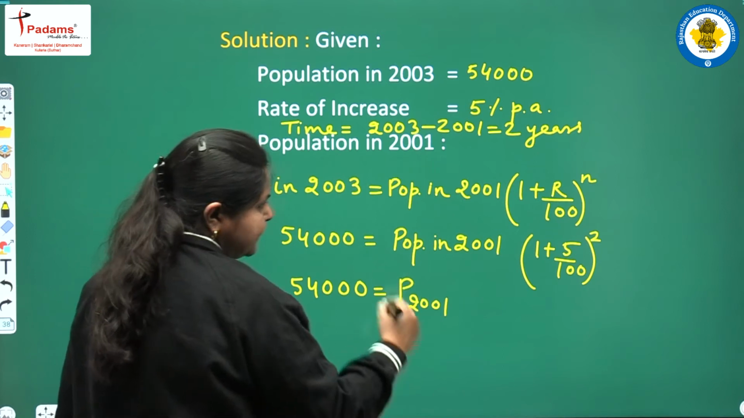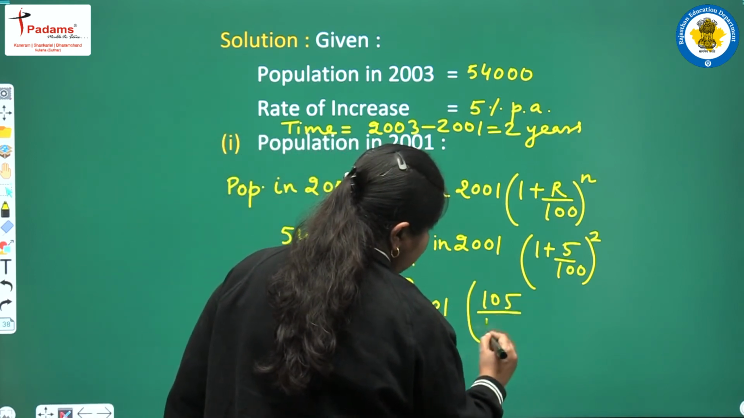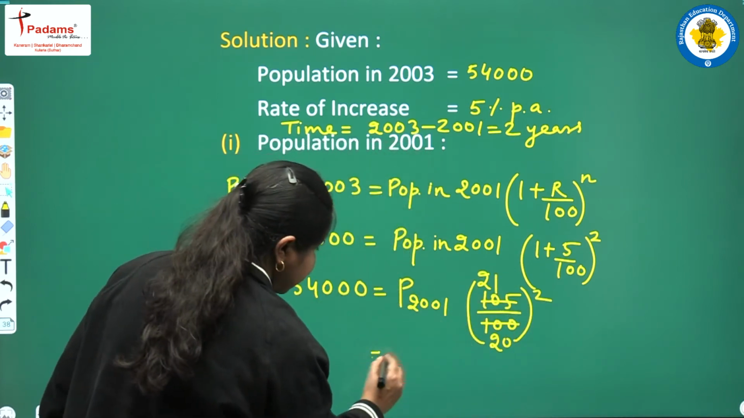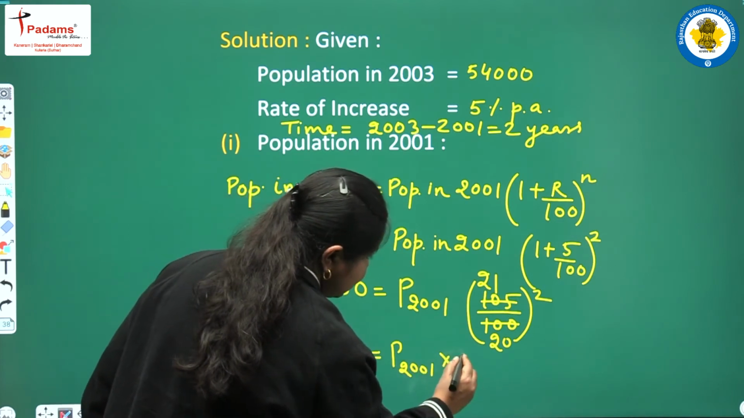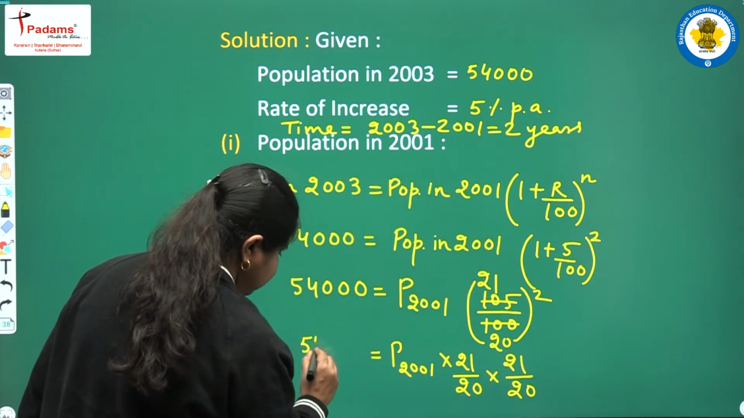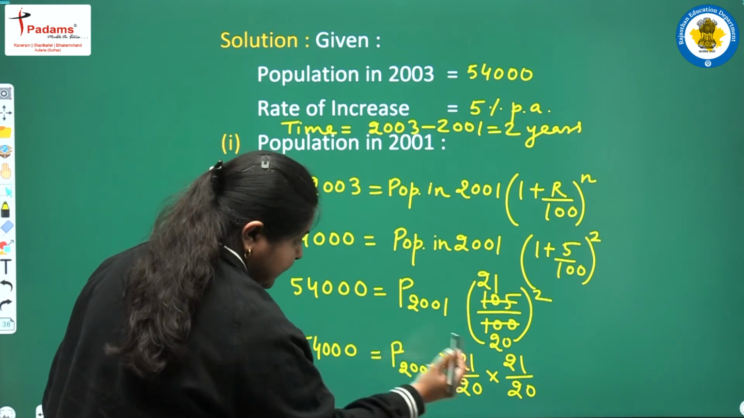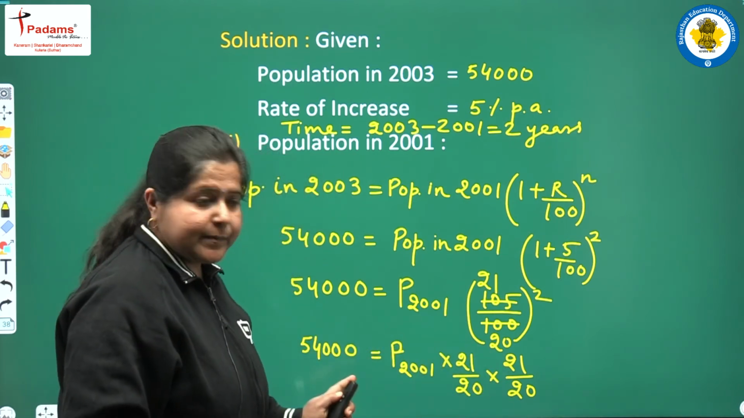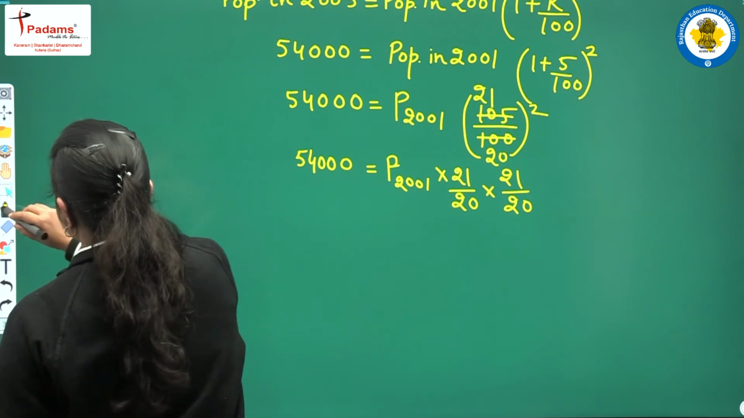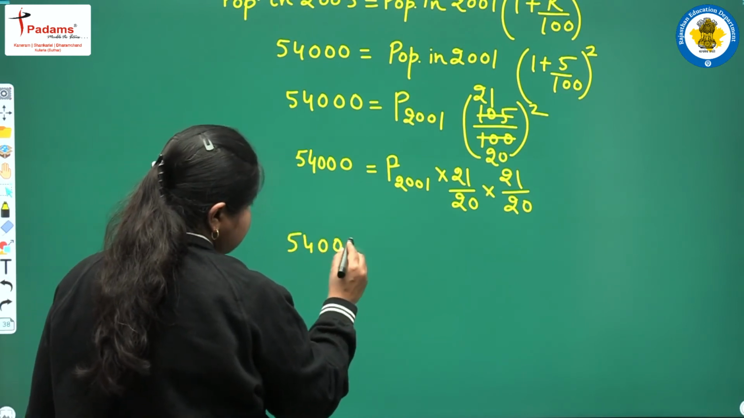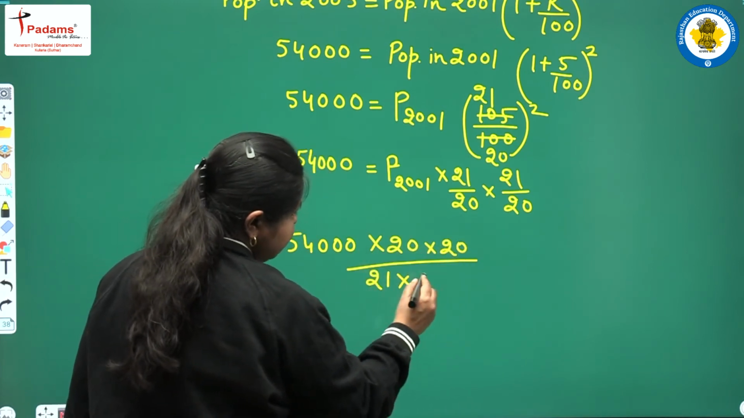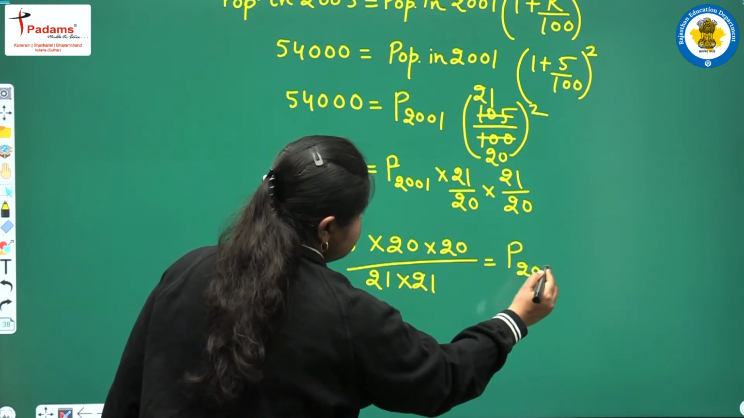दिस विल बी 54,000 इक्वल टू पॉपुलेशन इन 2001. आई एम राइटिंग इट इन दिस वे. ये हो जाएगा 105 अपॉन 100 होल स्क्वायर. 5 से डिवाइड करते हैं, 21/20 हो गया. ये मिल जाएगा पॉपुलेशन इन 2001 इंटू 21/20 इंटू 21/20 एंड हियर वी हैव 54,000. यहाँ से ये दोनों जो नंबर्स हैं इनको हम LHS में ले आएंगे और 2001 की पॉपुलेशन फाइंड आउट करेंगे. कैसे लाएंगे, ट्रांसपोज कैसे करते हैं. यहाँ है 54,000, जो डिवीजन में है वो तो मल्टीप्लाई में आ जाएगा और जो मल्टीप्लाई में है वो डिवीजन में आ जाएगा. दिस विल बी इक्वल टू पॉपुलेशन इन 2001.